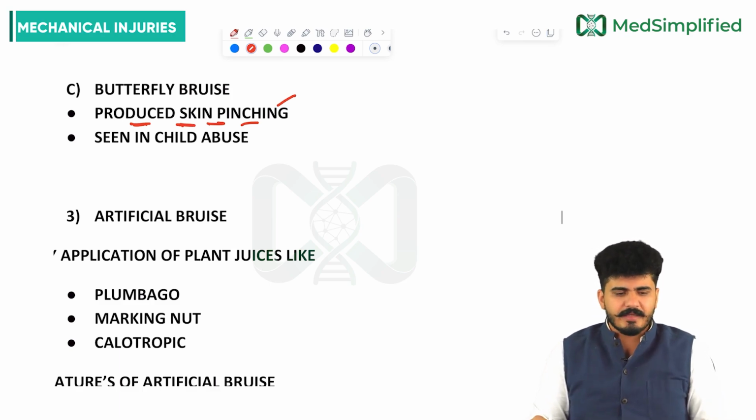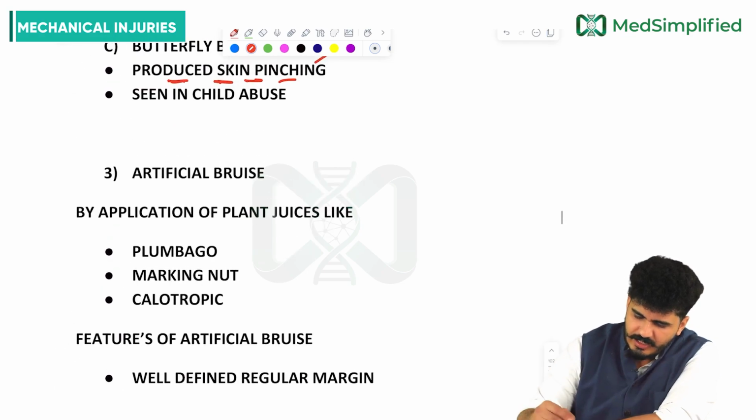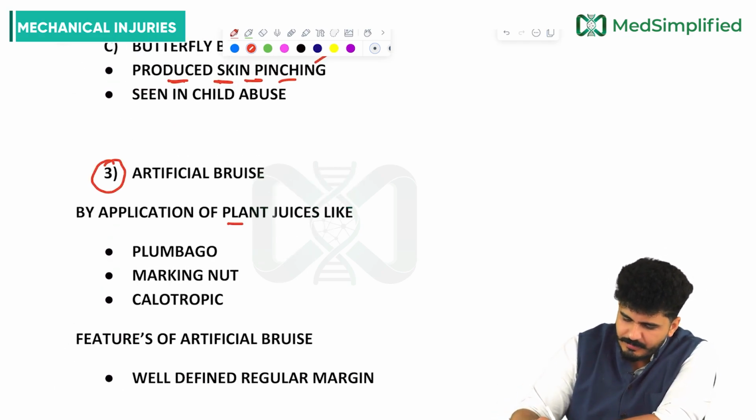Now the third topic is what? Your artificial bruise. Artificial bruise is achieved by application of the plant juices.